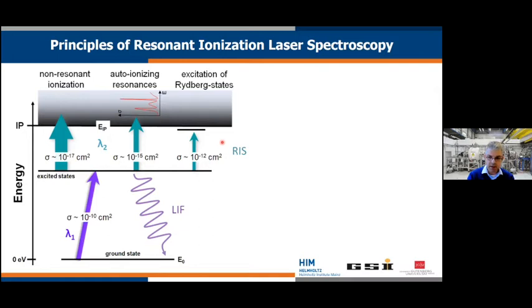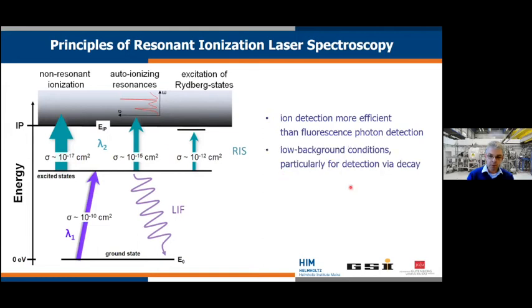Now, why is this an advantage compared to the previous method that I mentioned? Well, the ion detection is usually more efficient than fluorescence photon detection. You can detect an ion with close to 100% probability. And that means if you convert your excitation pattern into an ion, you gain significantly in sensitivity. You must, again, have low background conditions, and this you can achieve in particular when you detect your ion by the radioactive decay, or, what is often used, a mass selective ion detection so that you suppress signals from other masses.